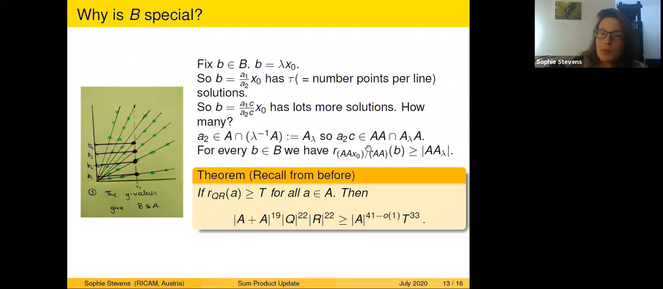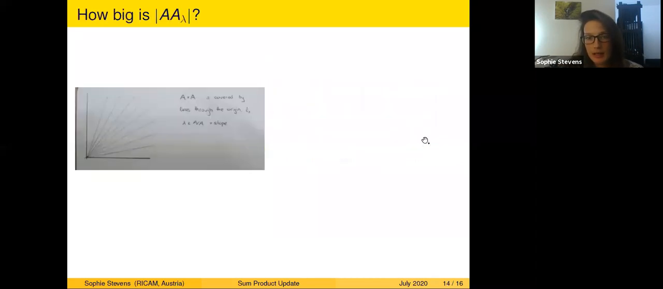So when we apply this data, we're actually going to apply it with our subset B. So we're going to get the size of b plus b to the 19 times the size of the product set to the 22 is at least the size of b to the 41 times whatever this number is to the power 33. So I've not actually told you how big b is, and that's because we're in the toy model. So maybe it's worth just saying that the size of b is related to the multiplicative energy of A.